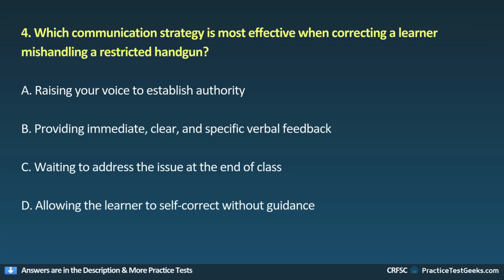4. Which communication strategy is most effective when correcting a learner mishandling a restricted handgun? A. Raising your voice to establish authority. B. Providing immediate, clear, and specific verbal feedback. C. Waiting to address the issue at the end of class. D. Allowing the learner to self-correct without guidance.